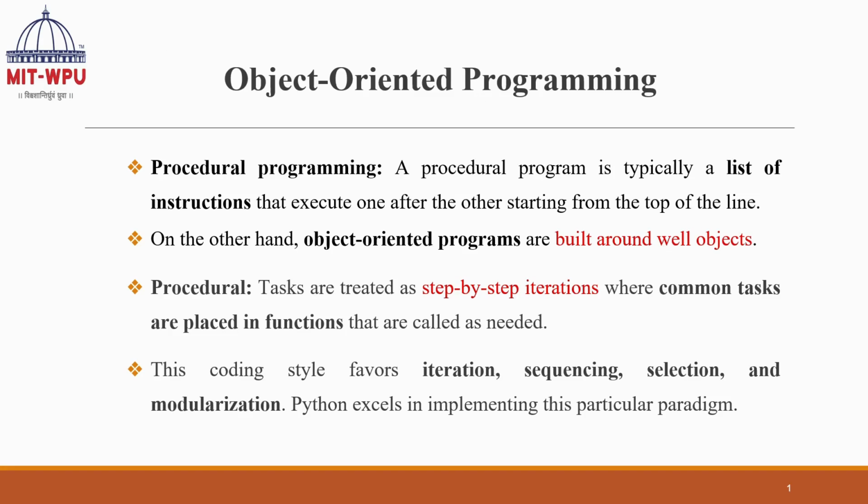Hello students. So today we will study the next topic in the object-oriented programming of Python. So basically, what is the difference between procedural programming and object-oriented programming? In procedural programming, a program is typically a list of instructions, whereas object-oriented programs are built around objects. So what are the advantages of this approach?